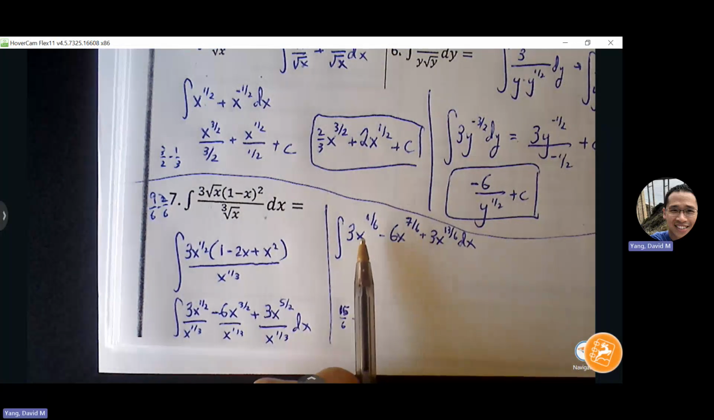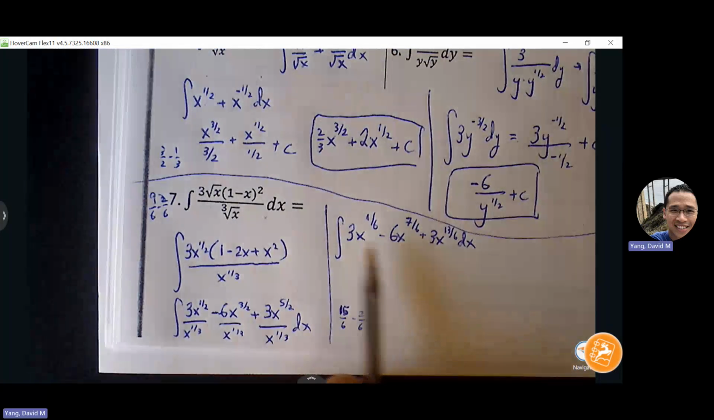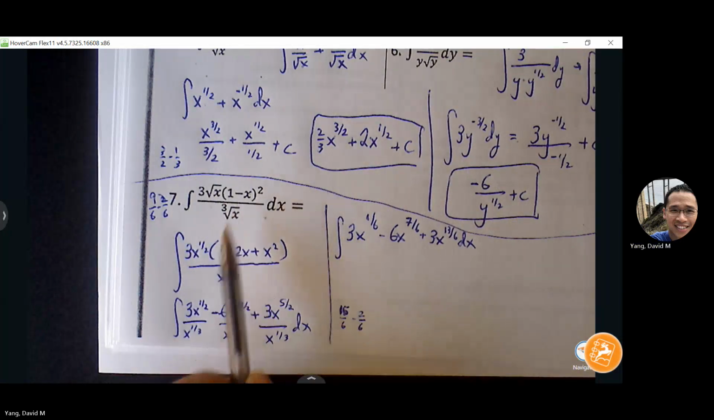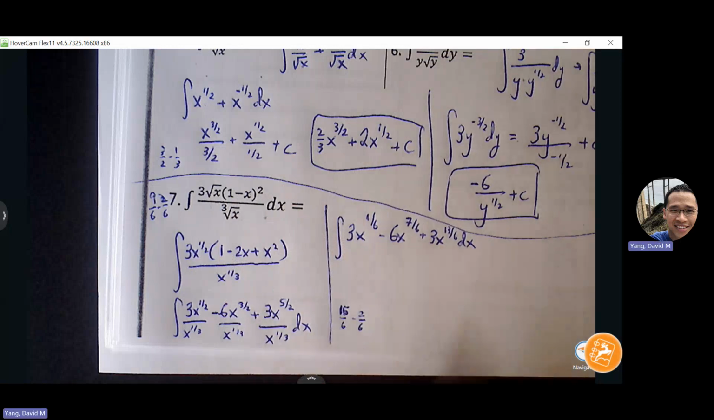Okay, so now this is all nice and clean. Every term is ready for power rule. I resolved the denominator. I got rid of all the parentheses. And now power rule for each term.